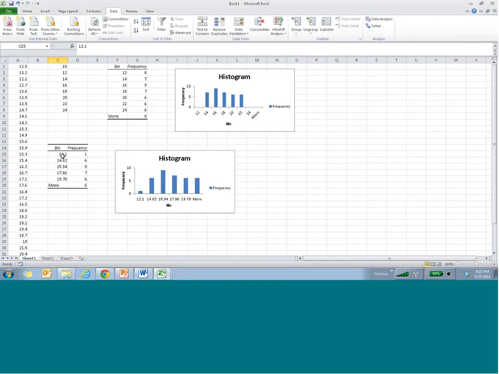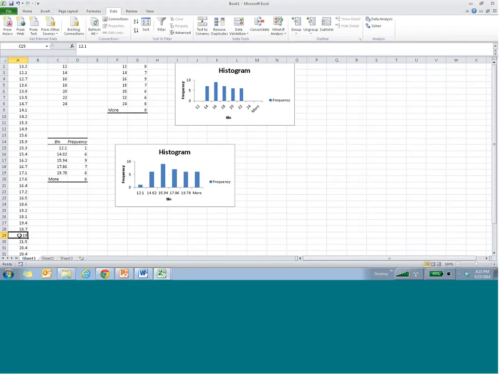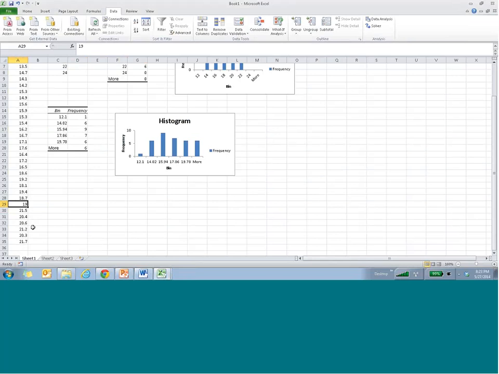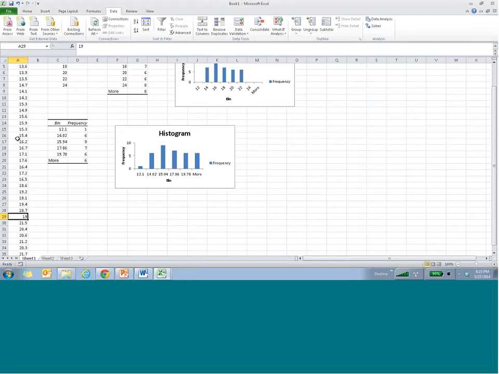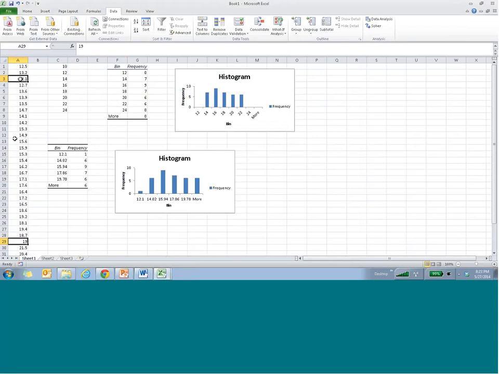So what it's saying here is from 12.1 up to and including 14.02, there was only one. Well, that's not correct. Oh, you know what this is telling us? There's one below 12.1. Where's the lowest one? Oh, there it is. So from negative infinity up to and including 12.1, there is one. So that's what we're doing wrong.